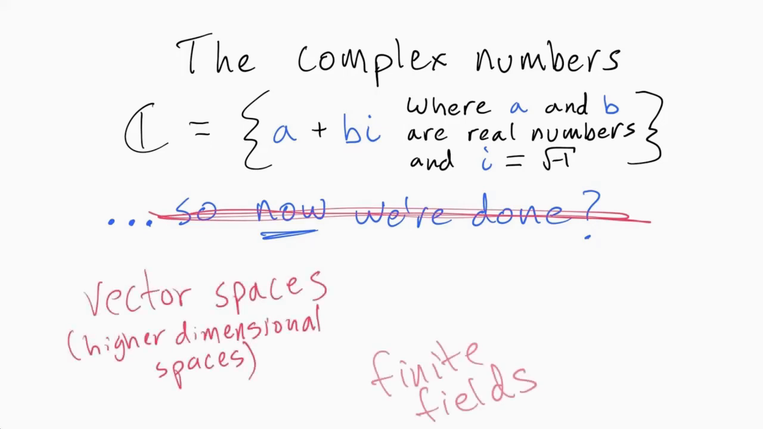Vector spaces, finite fields, matrix groups, to just name a few mathematical complexes that are expansions of or alternate versions of the number systems that we've studied today. The sky's really the limit on these. Let your imagination run wild.